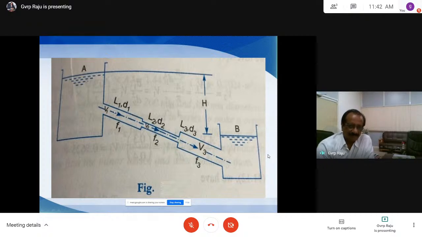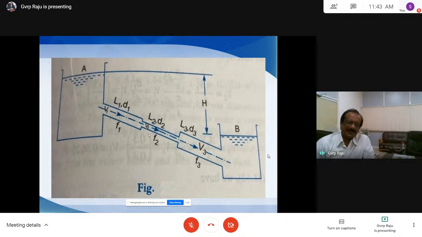The second equation: suppose you see here, we have three pipes. A single pipe is not available. The pipe 1 length is L1, diameter D1 and friction F1, then length L2, diameter D2 and friction F2, and length L3, diameter D3, velocity V3 and friction F3. F is the coefficient of friction. V1, V2 are the velocities, and L1, D1, L2, D2 and L3, D3 are the lengths and diameters for pipe 1, pipe 2, pipe 3, and F1, F2, F3 are the coefficients of friction for pipe 1, pipe 2 and pipe 3.